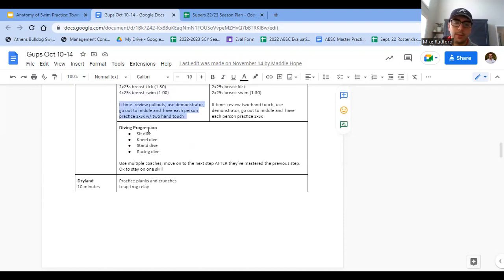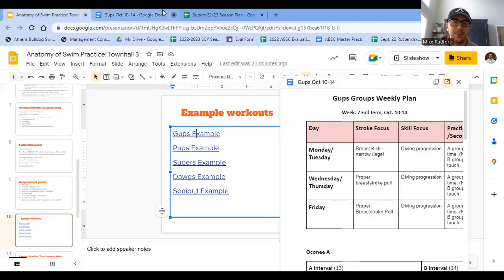And they finish practice with a dry land progression. At the end, they have their fun cannonball jumps, and then we go from there. The GUPS also have dry land. It looks like on dry land that day they worked on planks and crunches, and they did a leapfrog relay. So good times there in the GUPS group.